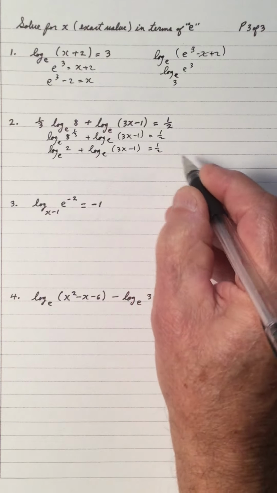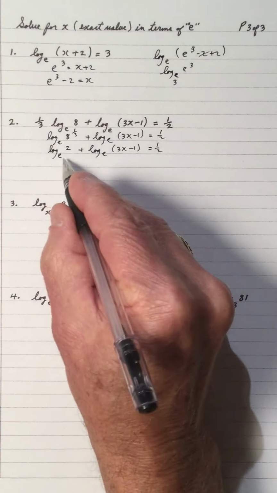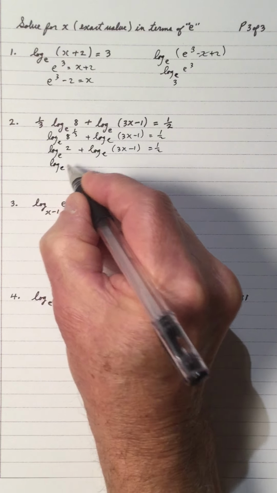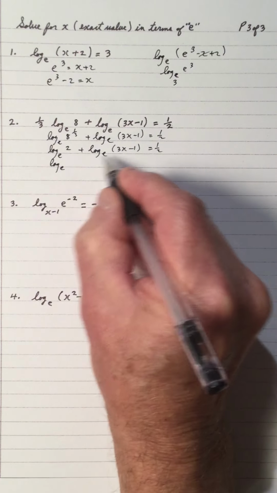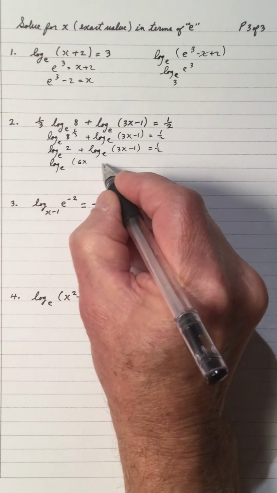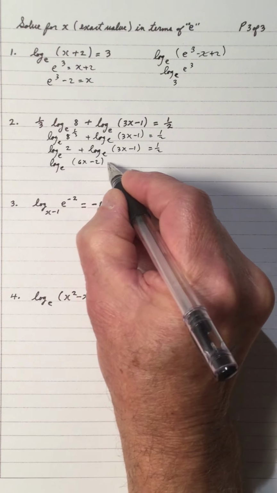Finish writing the rest of it out. Doing one step at a time. The sum of two logs is the log of the product. So we take 2 and multiply by 2 times 3x is 6x. 2 times negative 1 is negative 2.